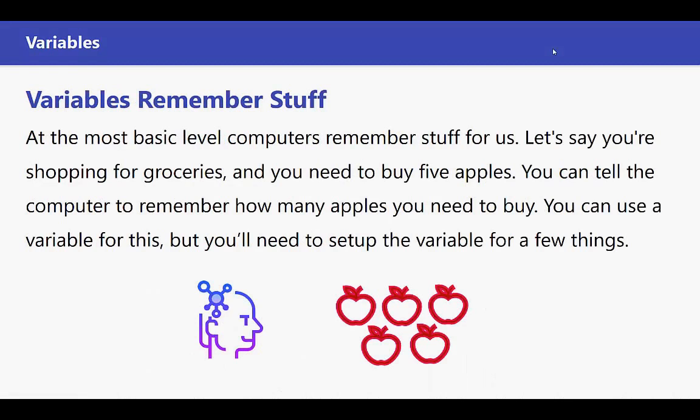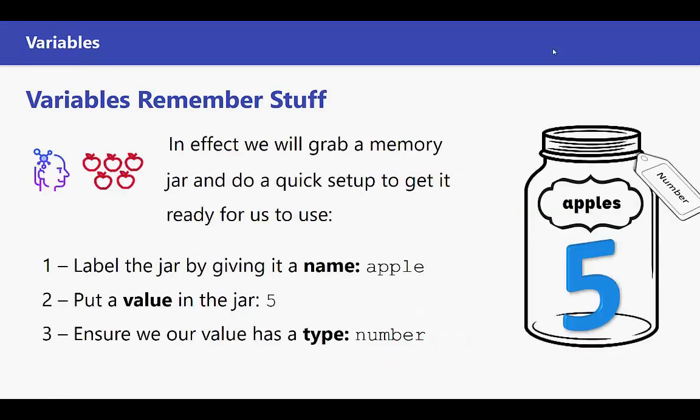Variables remember things. So you can imagine, okay, I have to buy 5 apples at the store today. I need to put this down somewhere so I can remember it. What a computer does is it takes one of those jars, puts the value in, okay, I need 5 apples, so I'll take that number 5, put it in the jar. I'll label that jar. I'll say this jar is called apples, and then I'll tell it this is a number. Remember this number. So really a variable does a few things. It takes a label, it takes a value, and then has a type of that value. So name, value, and type. That's what you can think of with a variable.